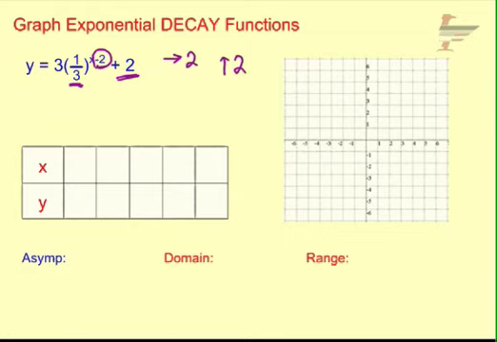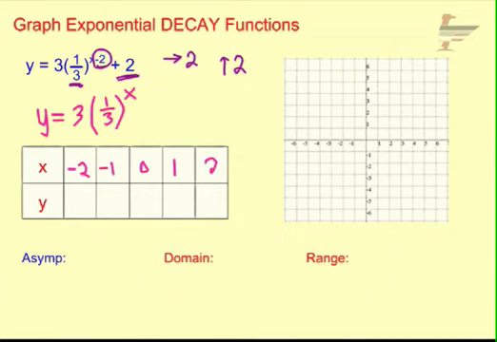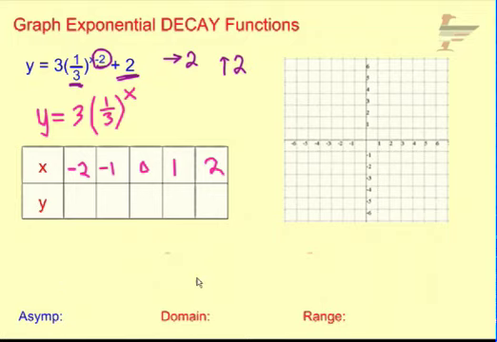So we want to do a table of values for our function without those shifting numbers, which is going to be y equals 3 times 1/3 raised to the x power. We can do our -2, -1, 0, 1, and 2 numbers for our table. So again, we have to evaluate this exponent part, the 1/3 to the x power, and then multiply by 3 in the end. Order of operations, we do the exponents before that multiplication.